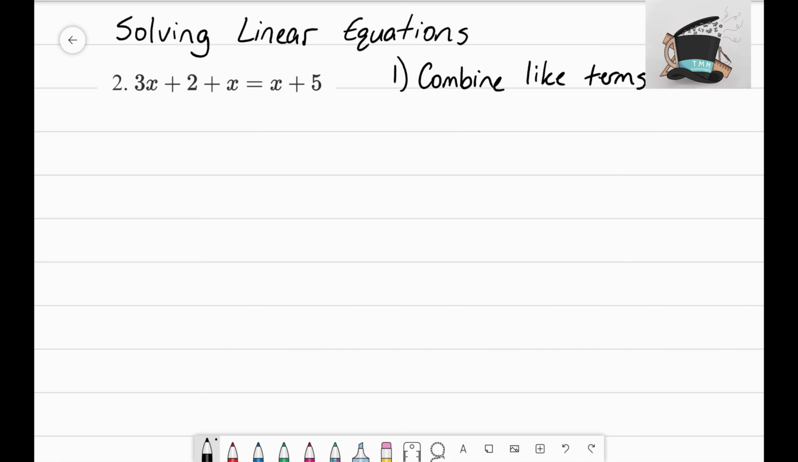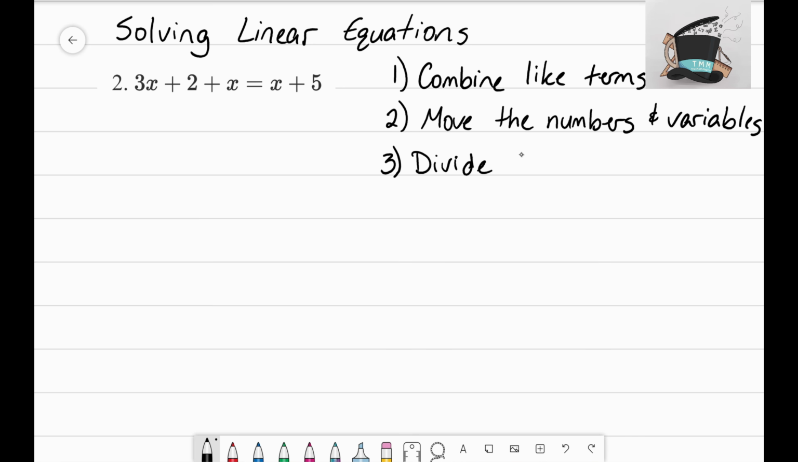Now, once you've combined all the like terms, the second step is that you want to move the numbers and the variables. What that means is you want to get your numbers to one side and your variables to the other side so that you can get the final answer. And usually the last step, sometimes this is optional depending on how your variable is, is to divide by the coefficient. And the coefficient is just the number that's attached to your variable. All right, so we have a good 3-step plan. Let's work through problem number 2.